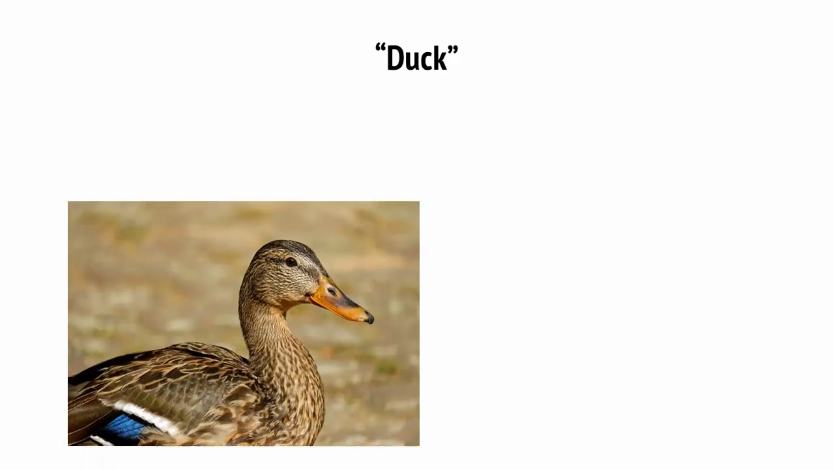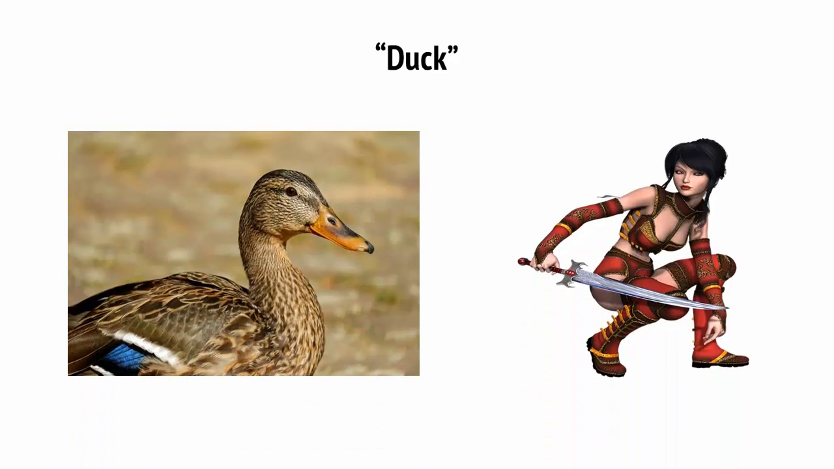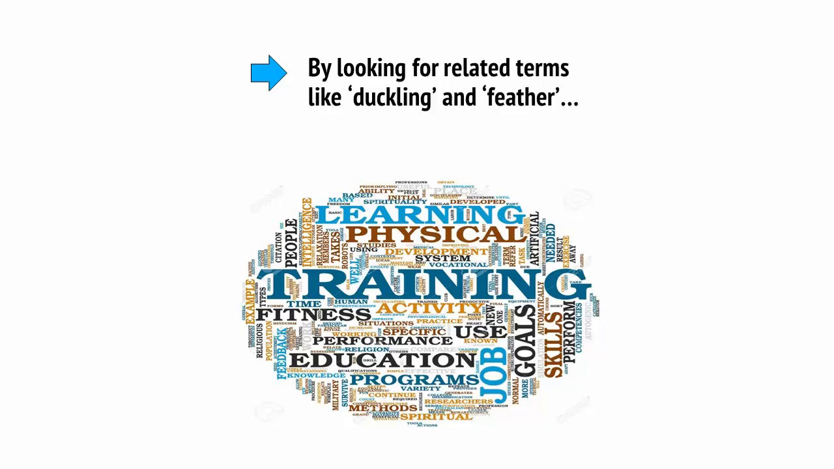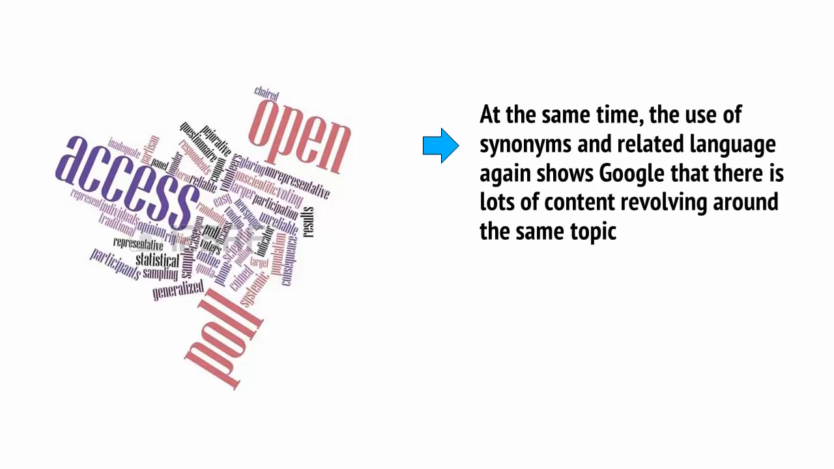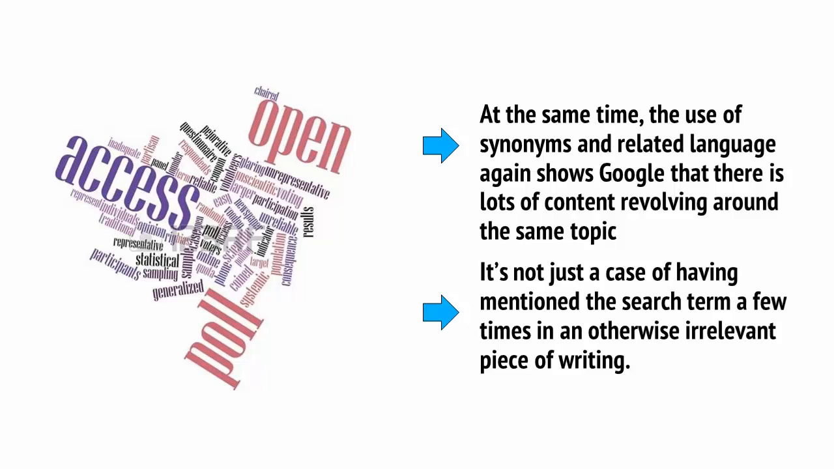This is important partly because it can prevent a mismatch between searches. If someone searches for a homonym like duck, how does Google know whether they mean the bird or the movement? Simple, by looking for related terms like duckling and feather, or perhaps dodge and dive. At the same time, the use of synonyms and related language again shows Google that there is a lot of content revolving around the same topic. It's not just a case of having mentioned the search term a few times in an otherwise irrelevant piece of writing.